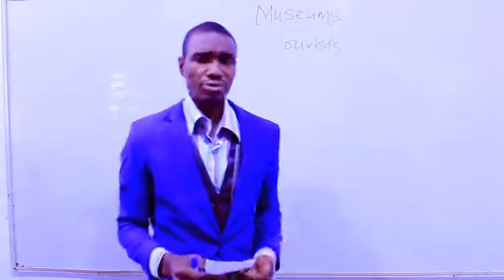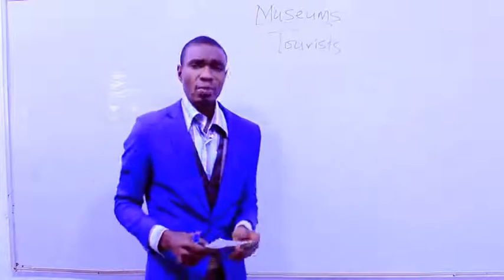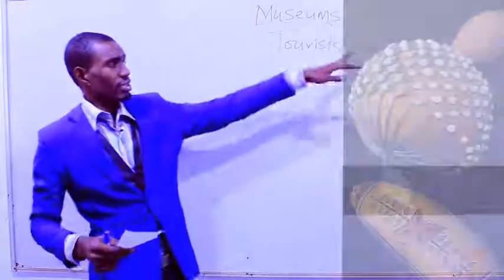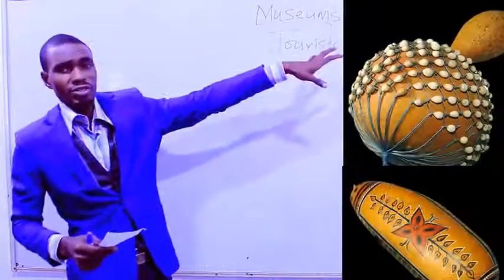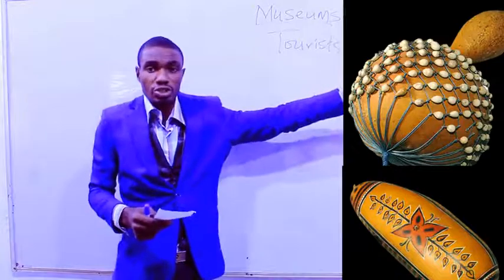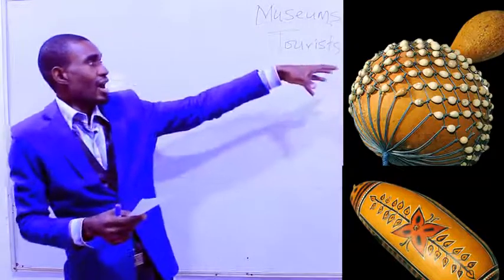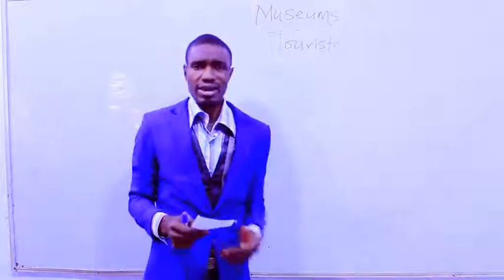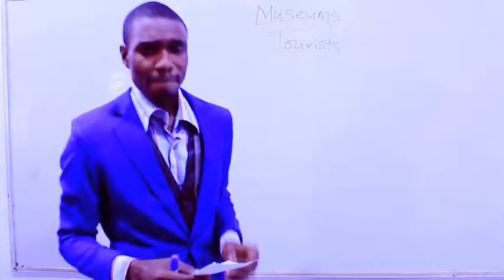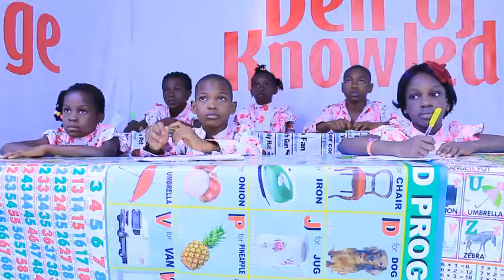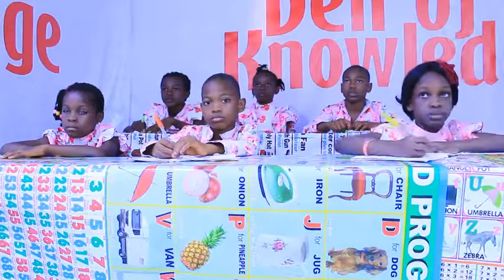Let's look at the types of artifacts. Number one, we have traditional costumes. Take a look up there. You will see some traditional costumes that serve as local artifacts. We have the next one, paintings. You can see some paintings that are historic in nature.